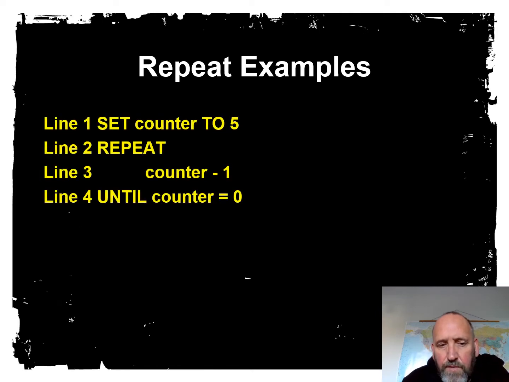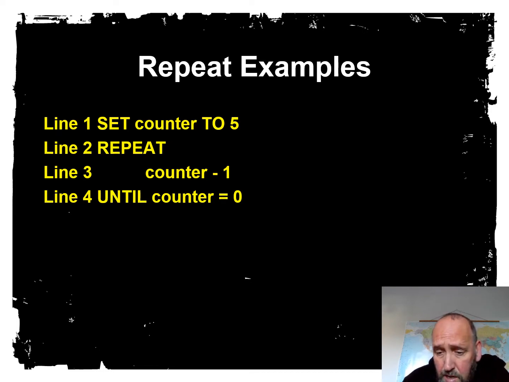Set counter to 5. Repeat. Counter minus 1. Repeat until counter equals nothing. This is a repeat until loop, or a loop until. Counter starts at 5, repeats. Each time it repeats, we take 1 off. Counter goes 5, then 4, then 3, then 2, then 1. The counter becomes 0, the loop stops. This is the loop control.